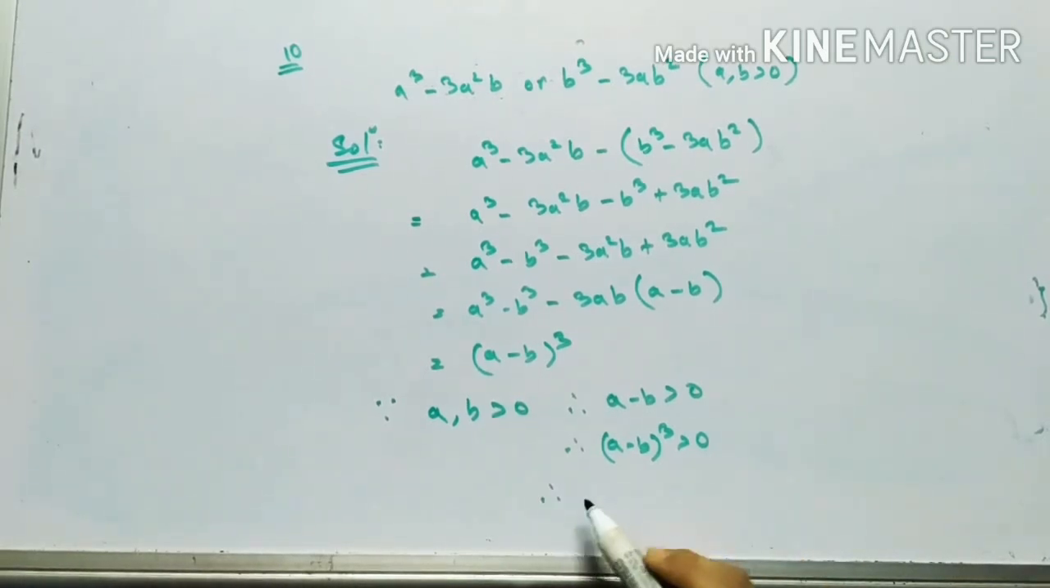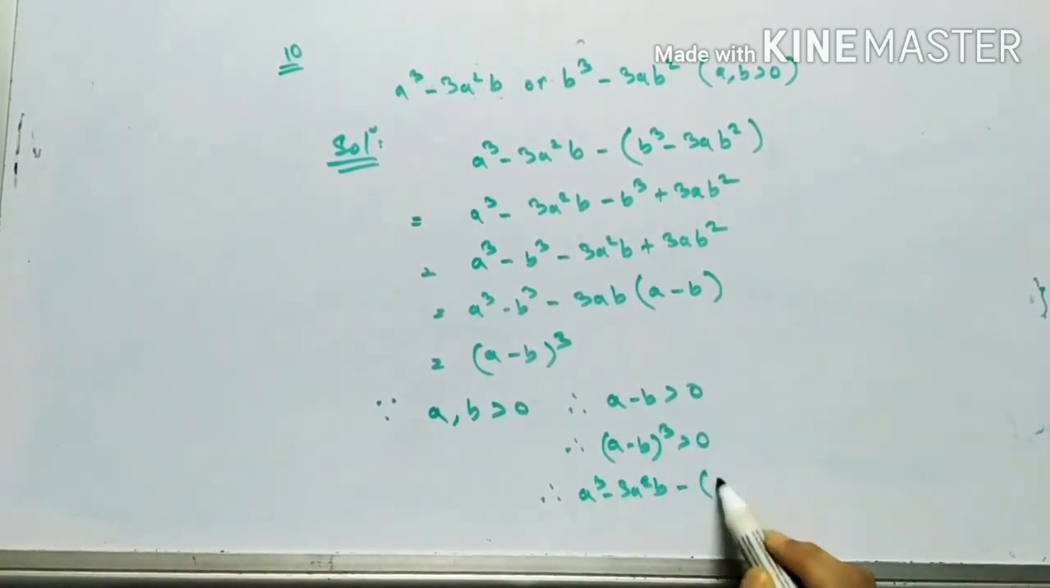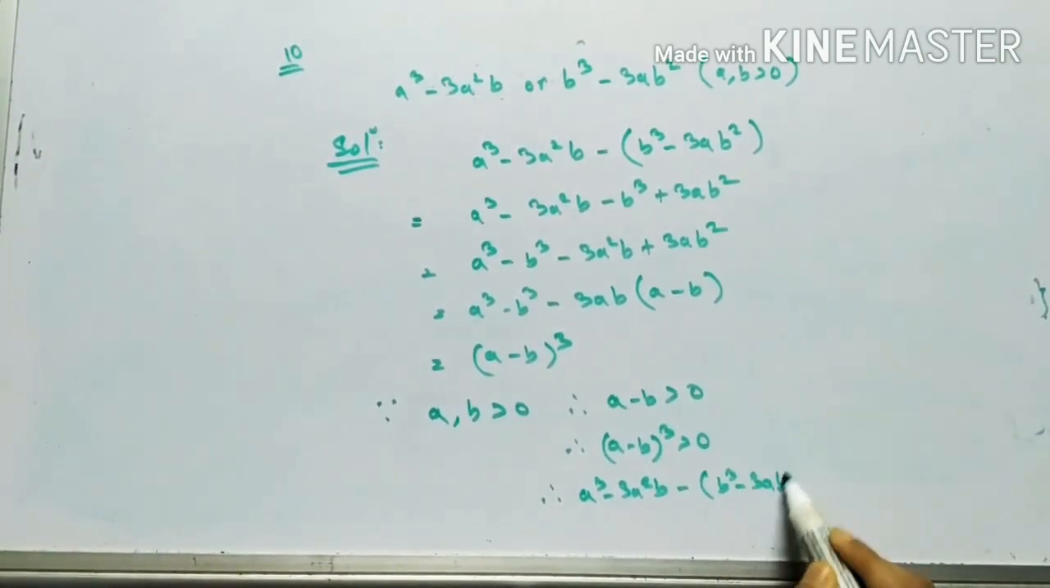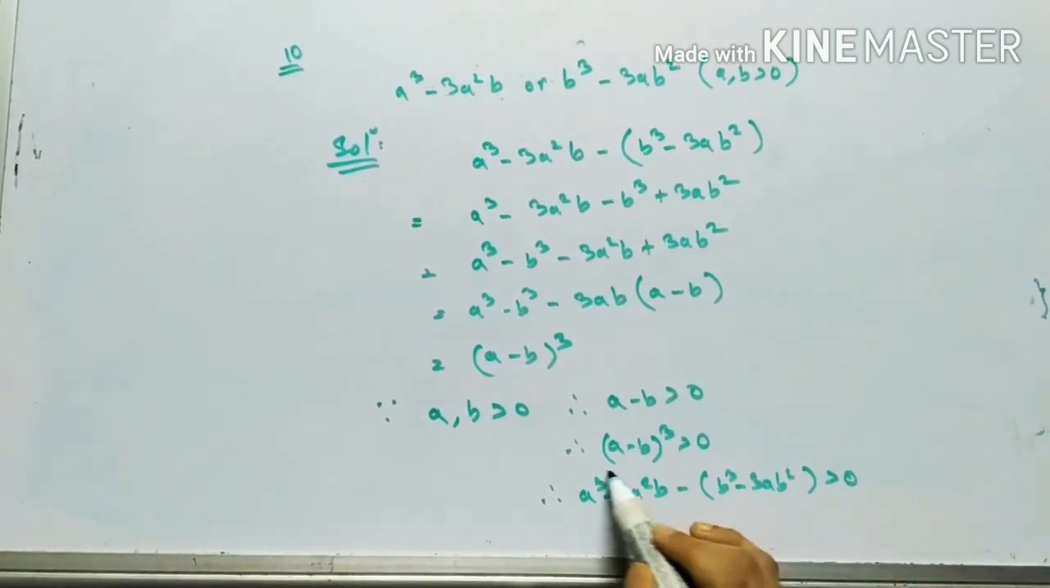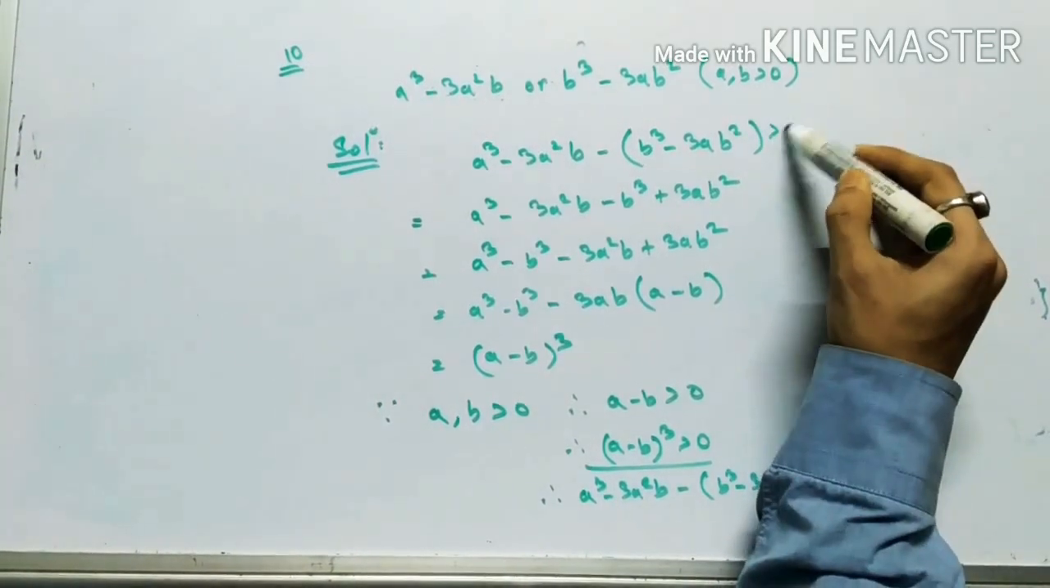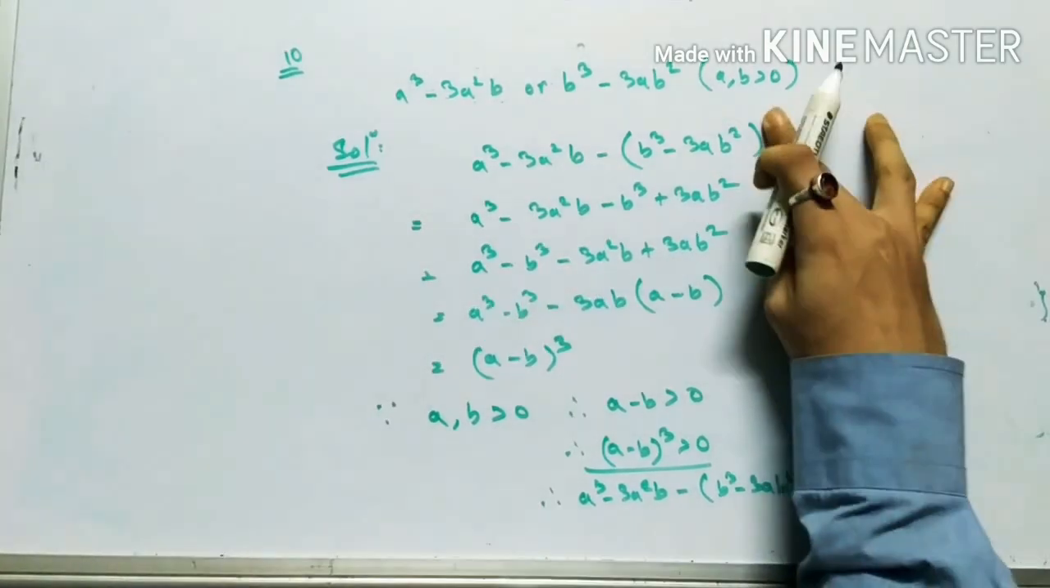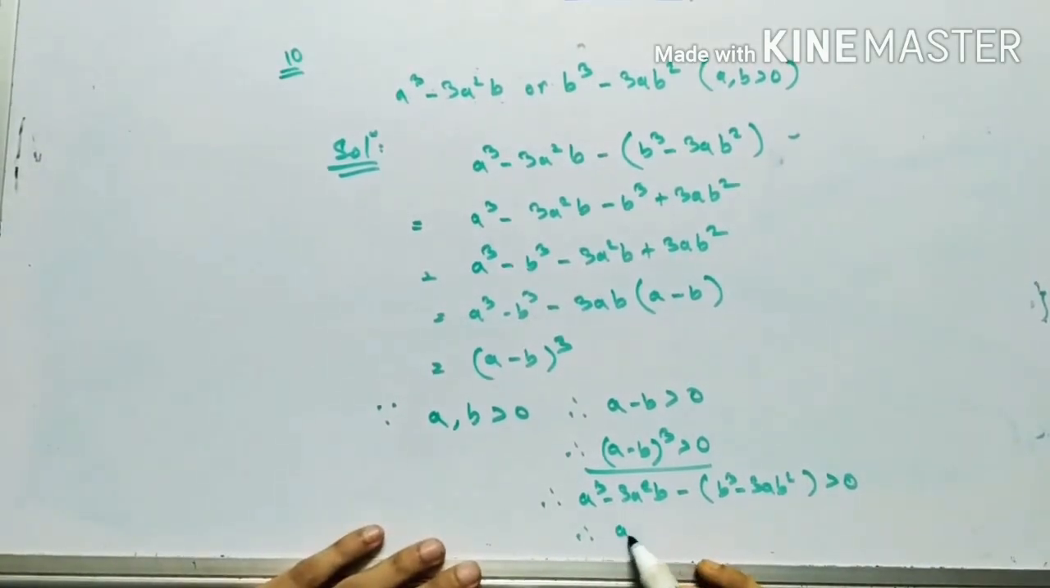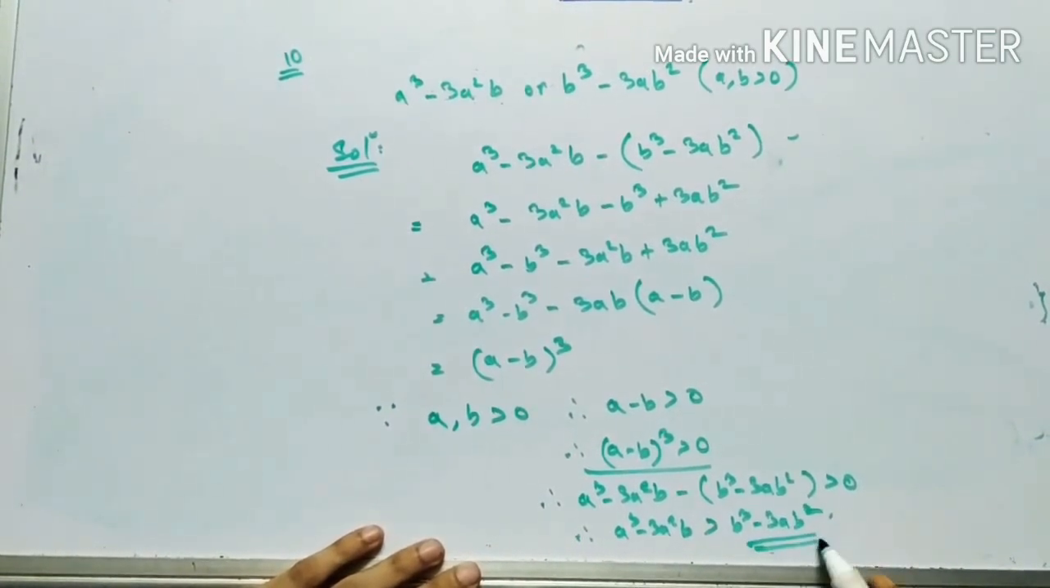So I can say that a cube minus 3a square b minus b cube minus 3ab square will be greater than 0, since this one is greater than 0. Therefore a cube minus 3a square b will be greater than b cube minus 3ab square, and this is our proof.